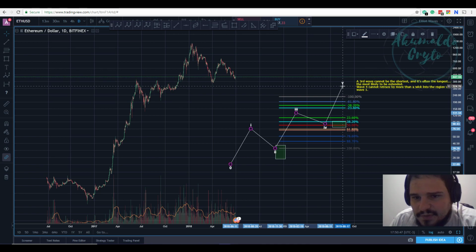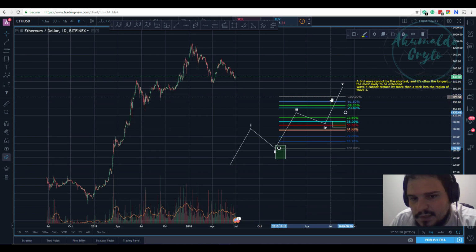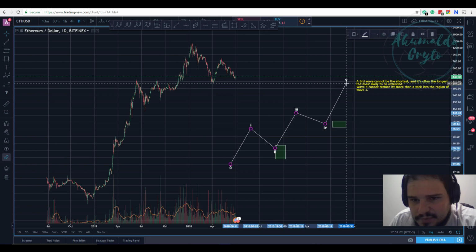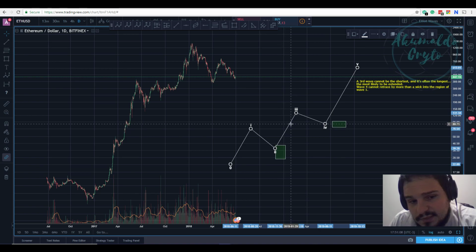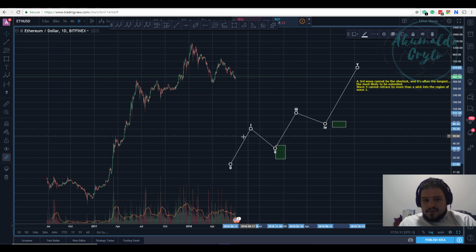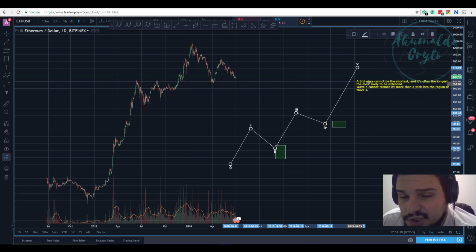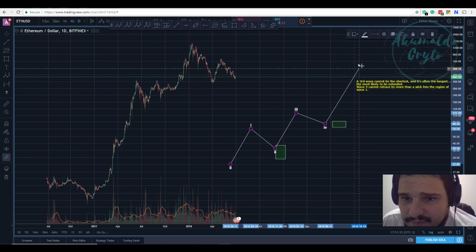In this case, wave 5 can be longer than wave 3, because wave 3 is longer than wave 1. So we often see in cryptocurrencies that wave 5 is longer than wave 3. But wave 3 is longer than wave 1, so this rule is not broken. Wave 3 cannot be the shortest, but it can be shorter than wave 5. So here we have wave 5. It can be longer than wave 3.